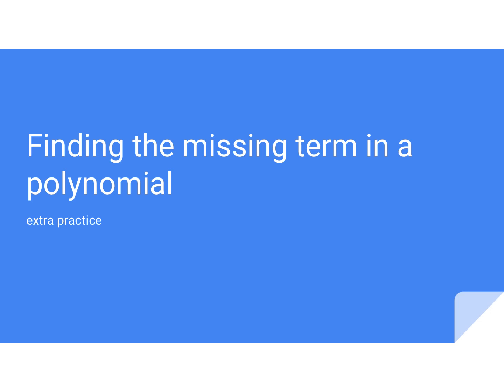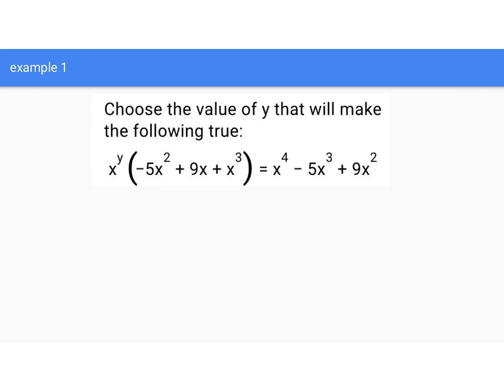Let's find the missing term in a polynomial. I like to think of these problems kind of as little riddles. Standardized tests love to ask these types of questions, and they're really not that hard. Begin by reading, of course. Choose the value of y that will make the following true. So I scan my expression, and right here is where I find y.